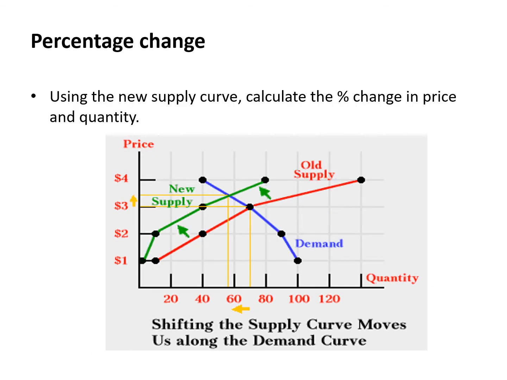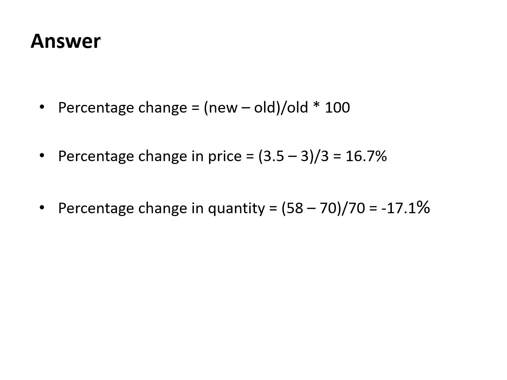Using the new supply curve, calculate the percentage change in the price and quantity. By looking at this graph over here, we will try to find out how much exactly the changes are. So we can say the price was 3, it jumped to 3.5, and the quantity, let's say it's over here, 58 maybe. Okay, let's see.